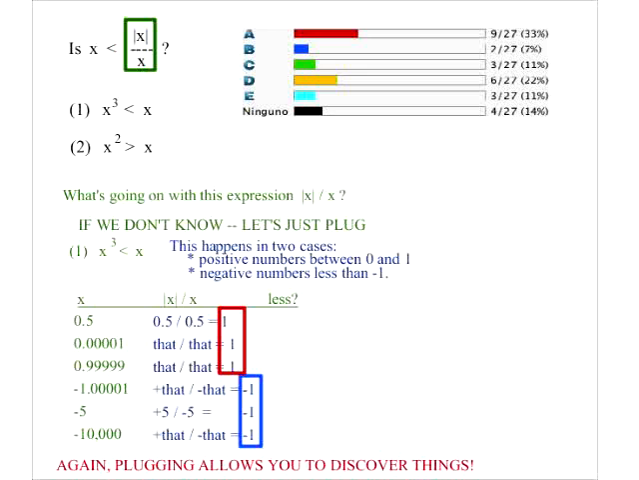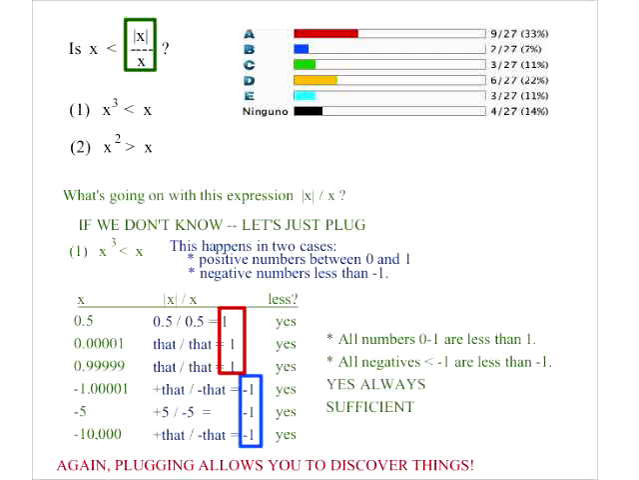But if you check whether these things are less, yes, that's less, so's that, so's that, and so's that. All numbers between 0 and 1 are less than 1. Also, all negatives less than negative 1 are less than negative 1. So yes, always, and you get sufficient. So this is basically the theory, but if you do the plugging, then you can discover the theory. It's kind of neat. Let's do the other case, and then we'll finish.